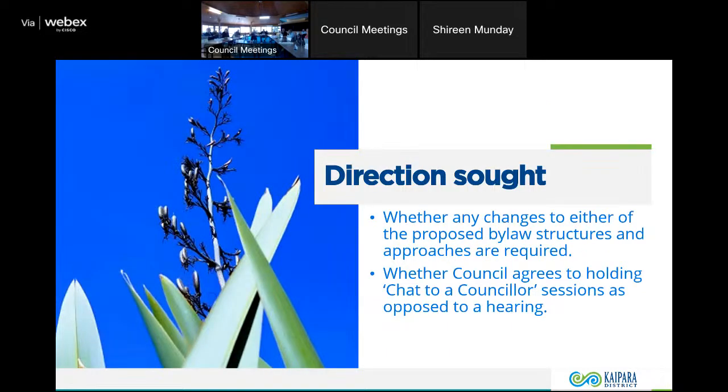So today, what I'm looking for from elected members is direction on whether any changes are sought to the proposed bylaw structure. So the structure is having a bylaw and a control document. That's the structure that I'm asking for feedback on. Do you approve? Do you like it? Do you not like it? Or would you prefer to go straight to just everything going back into one bylaw? There's that option. Or whether council agrees to holding chat with the councillor sessions as opposed to a traditional hearing.